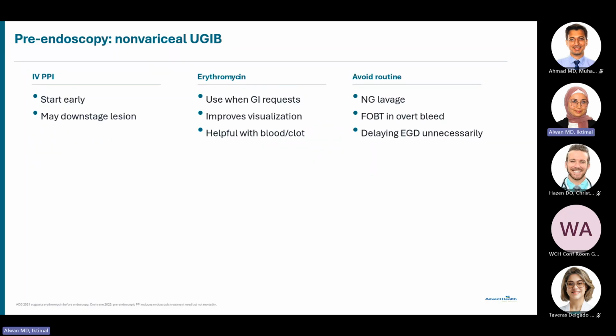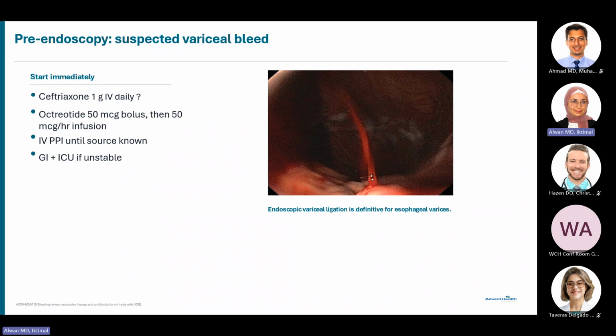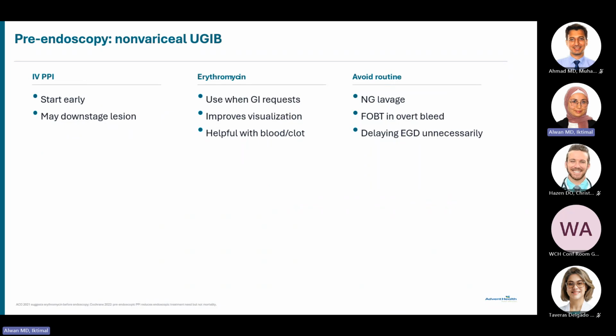Who wants to order an FOBT? No role for FOBT, right? Especially if we know that the patient is GI bleeding, what is it going to tell us? Okay. What is the dose of ceftriaxone we need? It's usually 1 gram. We're talking now about variceal bleeding, so with variceal bleeding, we need prophylactic antibiotics.